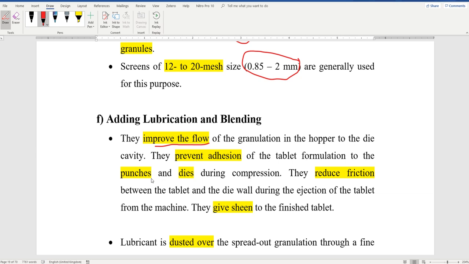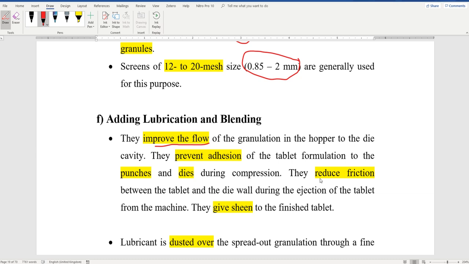Also, you don't want the tablet inside the die cavity to stick to the wall of the die cavity. So we have sticking to the wall of the die cavity, and we have sticking to the punches. I like to call sticking to the punches picking, and sticking to the die wall sticking, just to differentiate between the two. But you can use both terms.